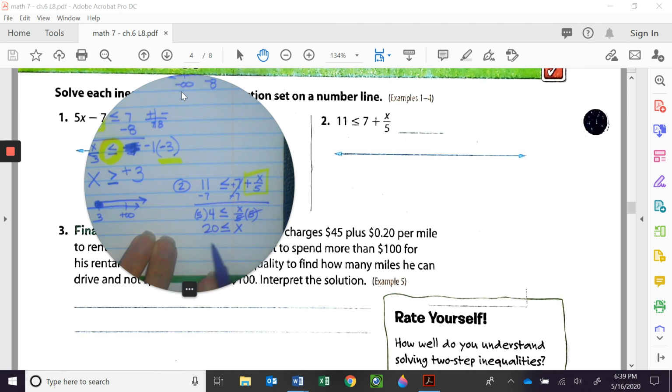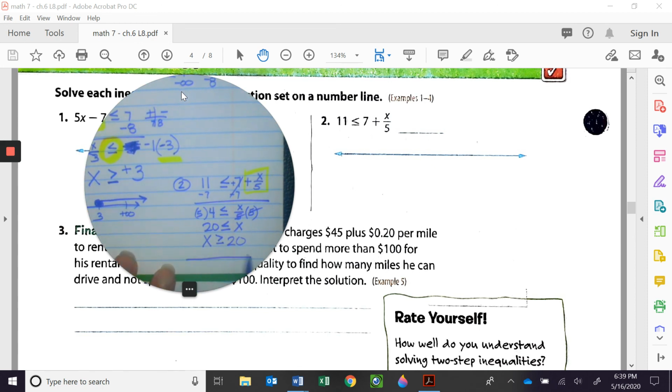But remember, we want to flip that around. So x, it's on the bigger side. So we have to move that inequality that way. And so we have x is greater than or equal to 20. Graph that information. Negative infinity to the left, positive infinity to the right, closed circle because it's equal to, and it's greater than, so it's to the right.